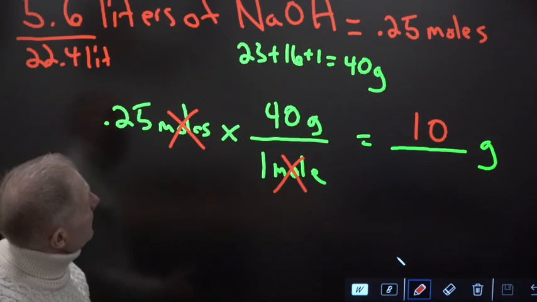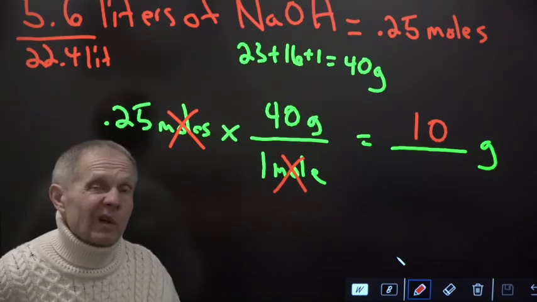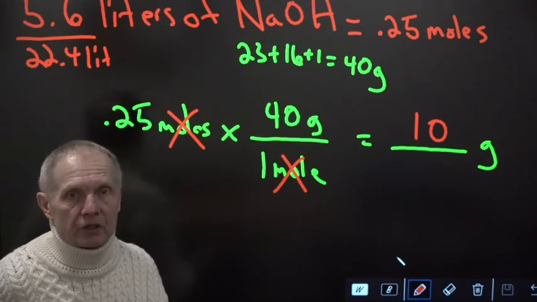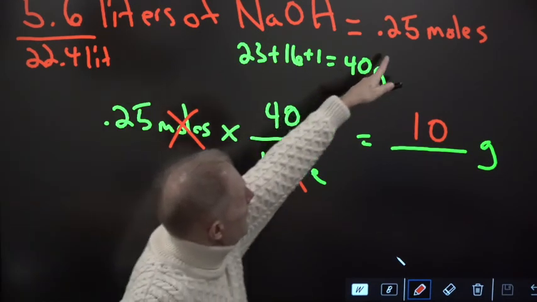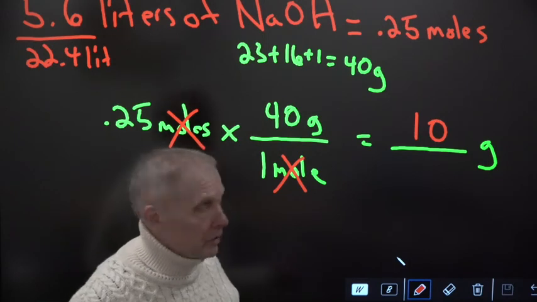Now, if you want to figure out how many formula units or how many molecules of NaOH would be in 0.25 moles, all you have to do is this.